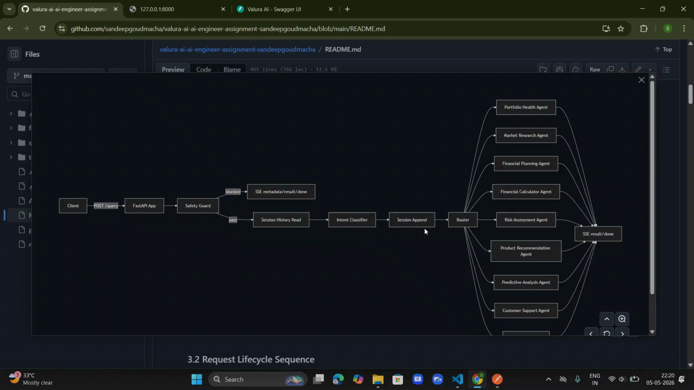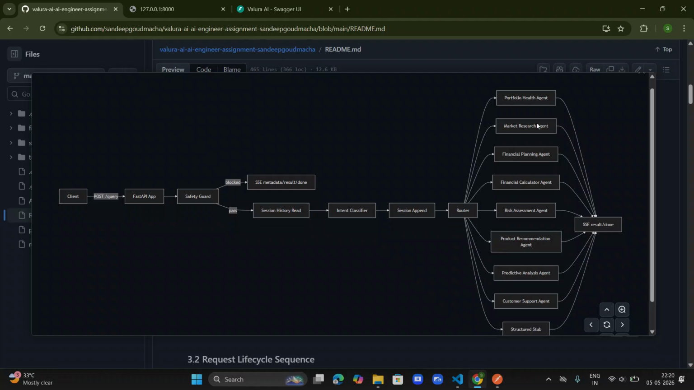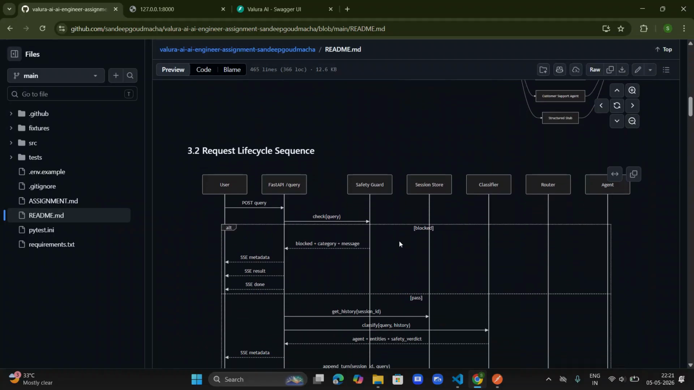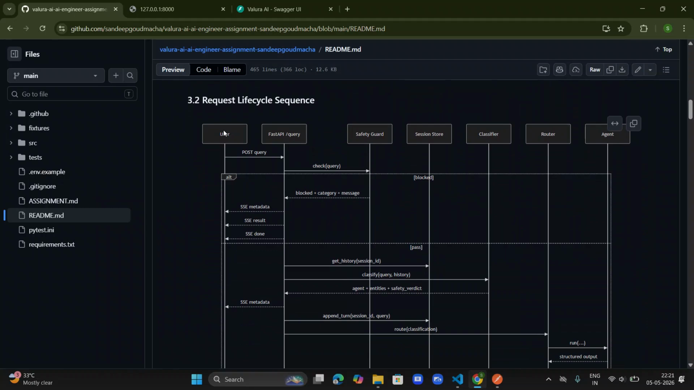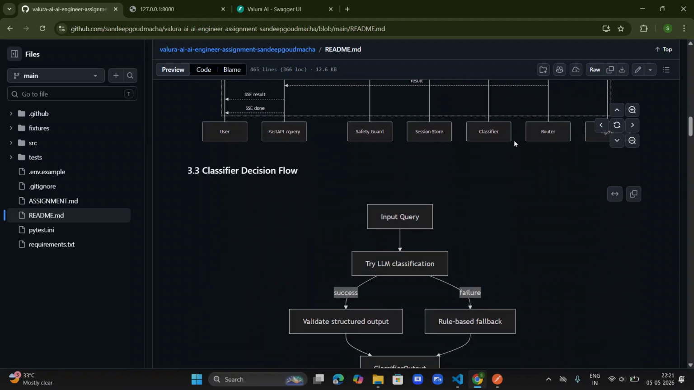After classification, the router sends the query to the appropriate agent. Here we have many agents, like the portfolio health agent, market agent, and others. Our main agent is the portfolio health agent. The implemented agents return structured outputs, and unsupported agents return structured not-implemented responses instead of errors. The final response is streamed as SSE events: metadata first, then result, and then done. We also have a request lifecycle: the user posts a query, FastAPI, safeguard, session store, classifier, router, and so on.